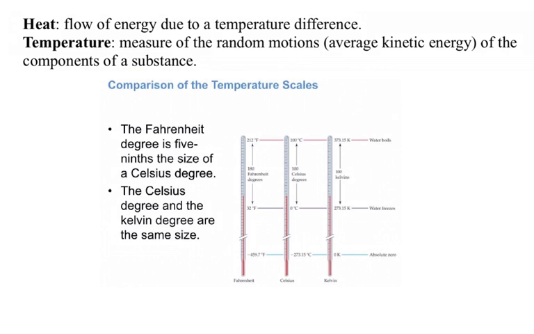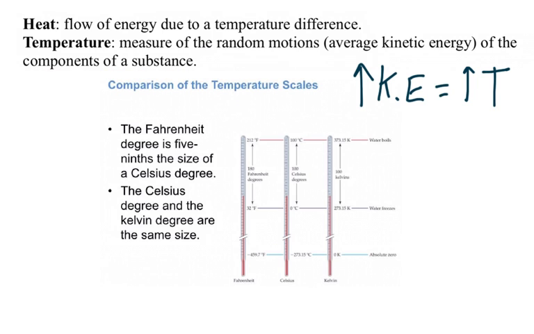Well, temperature has to do with kinetic energy. In fact, it's the measure of the random motions or average kinetic energy of the components of a substance. The higher the temperature, the higher the kinetic energy. You're going to see here that they're directly proportional. So high kinetic energy will give you a high temperature.